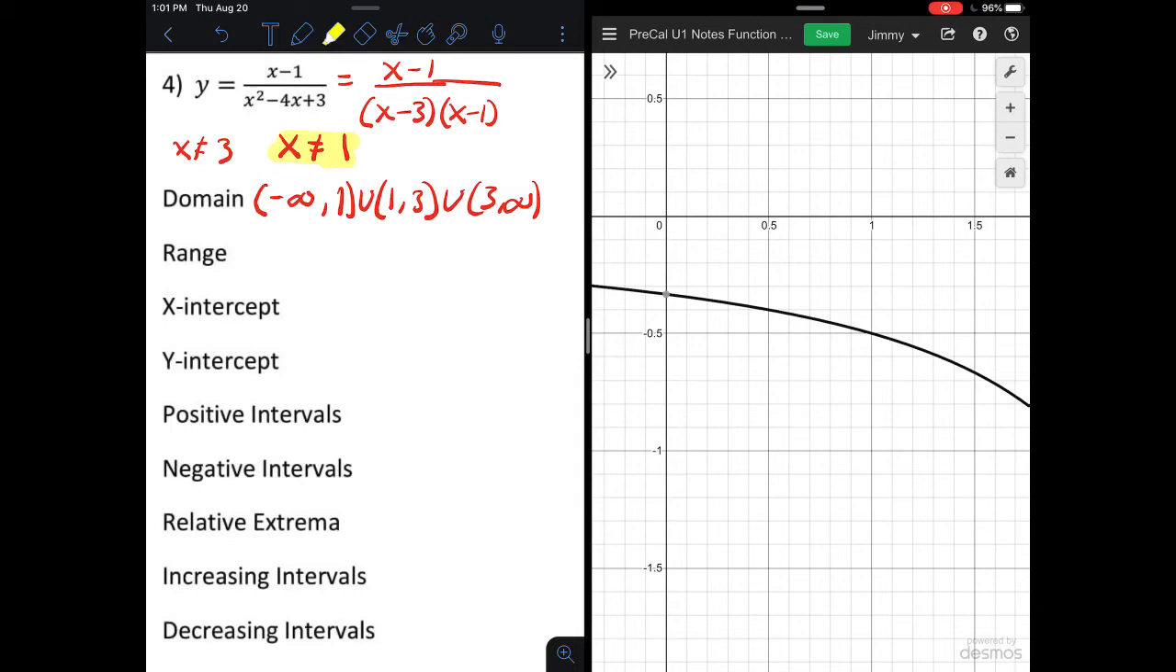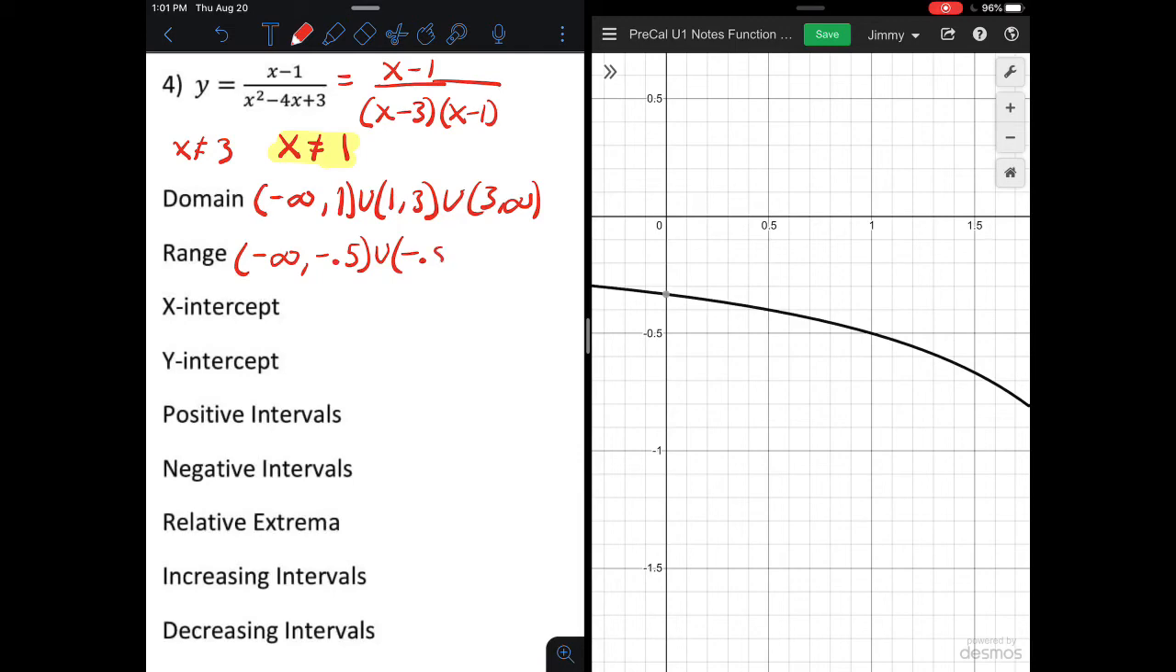So whatever that y value is supposed to be there, we would have to make sure it's excluded. Well, we're able to tell for this one that the y value of that hole is actually at negative 0.5, because both sides are getting very close to negative 1/2. So it's right in between there. So our range would go from negative infinity, and then I have to exclude that hole there at negative 0.5.